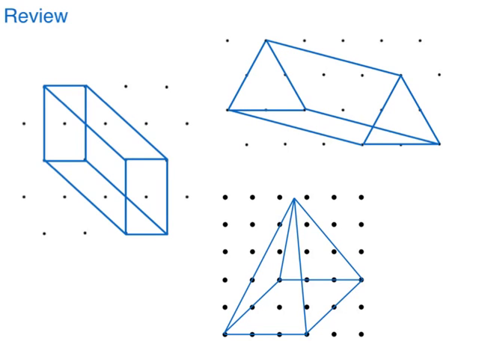In this lesson, we learned how we can use triangular dot paper and square dot paper to draw various three-dimensional objects. On the left here, we drew a rectangular prism. We could have just as easily used square dot paper for the rectangular prism as well. On the right here, we drew a triangular prism, and then finally we used square dot paper to draw our square-based pyramid.